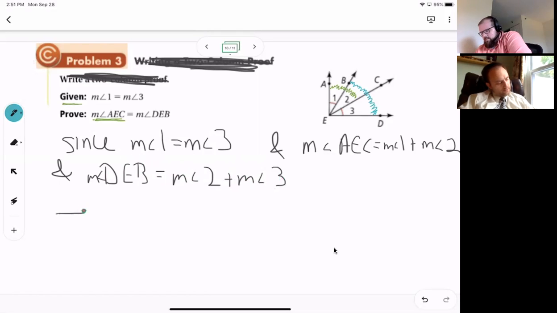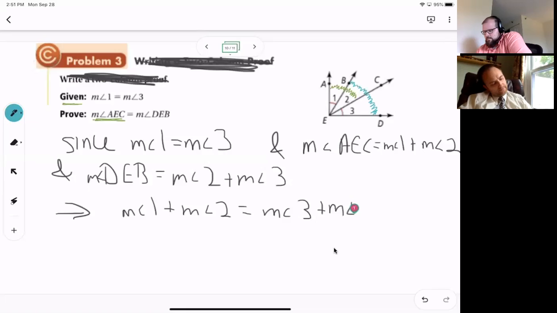Then we can say the measure of angle 1 plus the measure of angle 2 equals, or maybe I'll write it correctly because that'll make them feel better, the measure of angle 3 plus the measure of angle 2, which means the measure of angle AEC is the same as the measure of angle DEB.